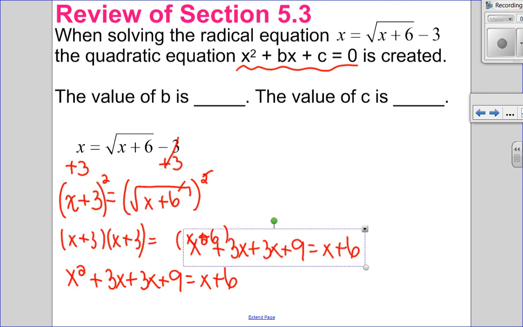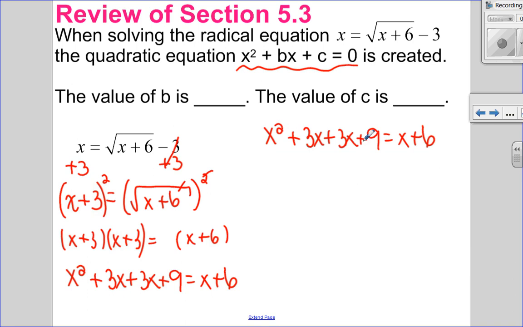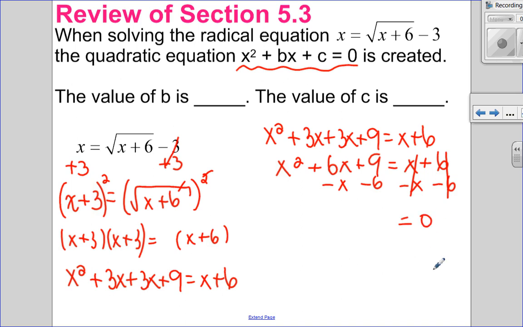So let's continue this up here so we have some more room. I'm going to group my like terms on this side here, so 3x and 3x. And then I'm going to set the equation to 0. So to do that, I'm going to subtract 6 from both sides. Sorry, x from both sides. I was looking ahead because now I'm going to subtract 6 from both sides. So here, x take away x is 0. 6 take away 6 is 0, so it's equal to 0.